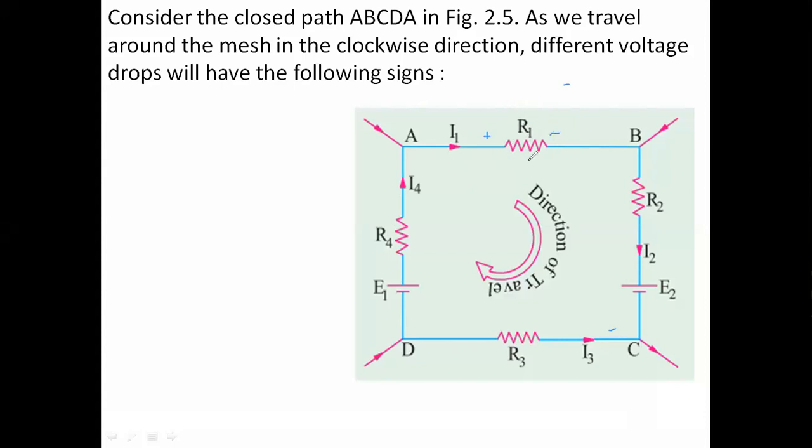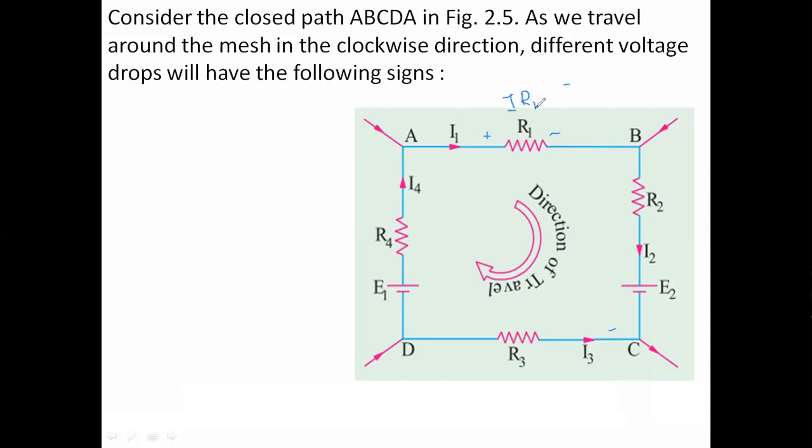Due to that, there is a voltage drop. This will be considered a voltage drop because the current before the resistor is higher than the current after the resistor R1. So that's why it will be considered a voltage drop, that is I1 into R1.